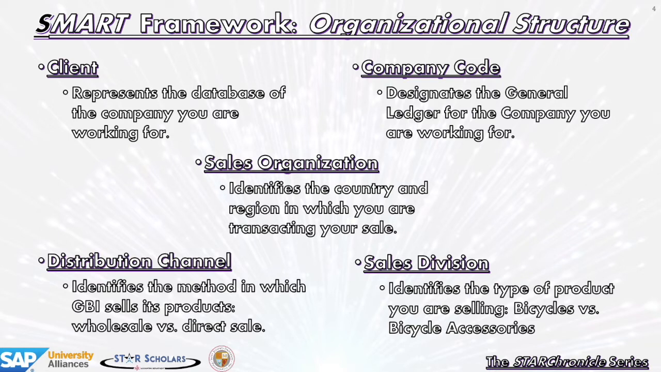The distribution channel identifies the method in which GBI sells its products. Because GBI is selling these bikes that have been procured from an external vendor, we are acting as a wholesaler, and will use distribution channel WH. Lastly, the sales division identifies the type of product being sold. Because the DXTR deluxe touring bikes are not produced by GBI, they are classified as bicycle accessories. Thusly, we will use the Bicycle Accessories Sales Division, AS, when selling to Philly Bikes.